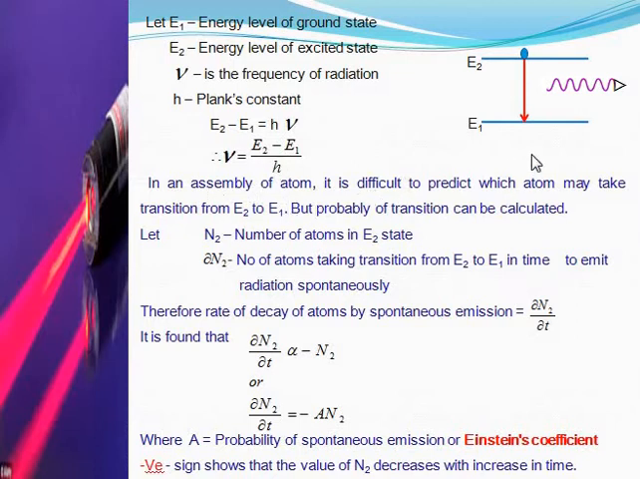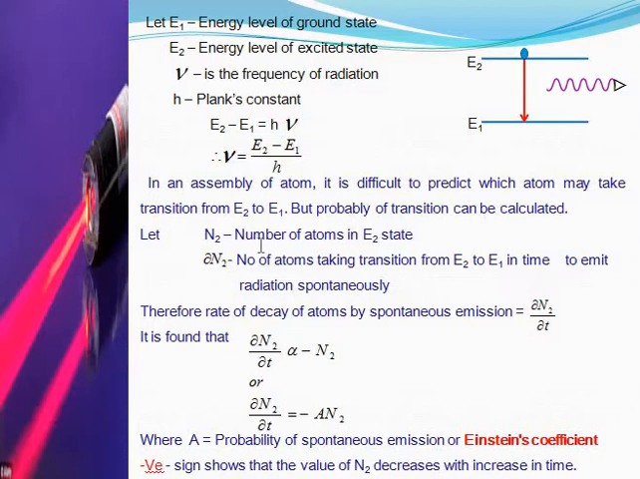In an assembly of atoms, when the electrons are excited to higher energy level, we don't know how many electrons are excited to higher energy level and how these excited electrons come to the ground state. Which electron comes to the ground state, which stays in the higher energy level, is very difficult to predict. So in an assembly of atoms, it is difficult to predict which atom may take a transition from E2 to E1. But probability of transition can be calculated.